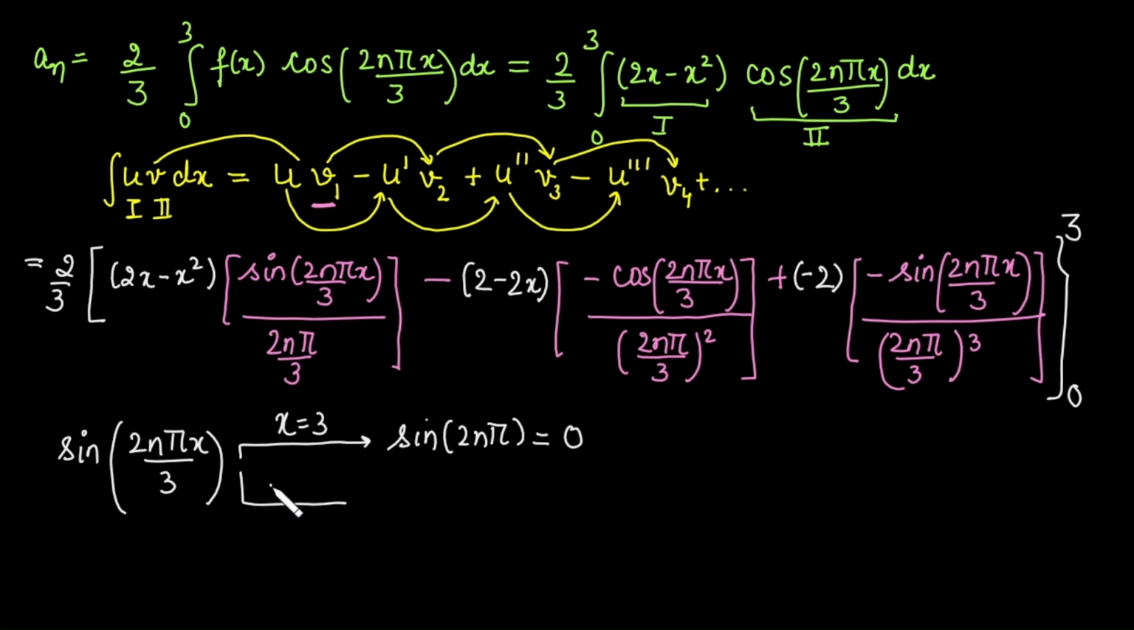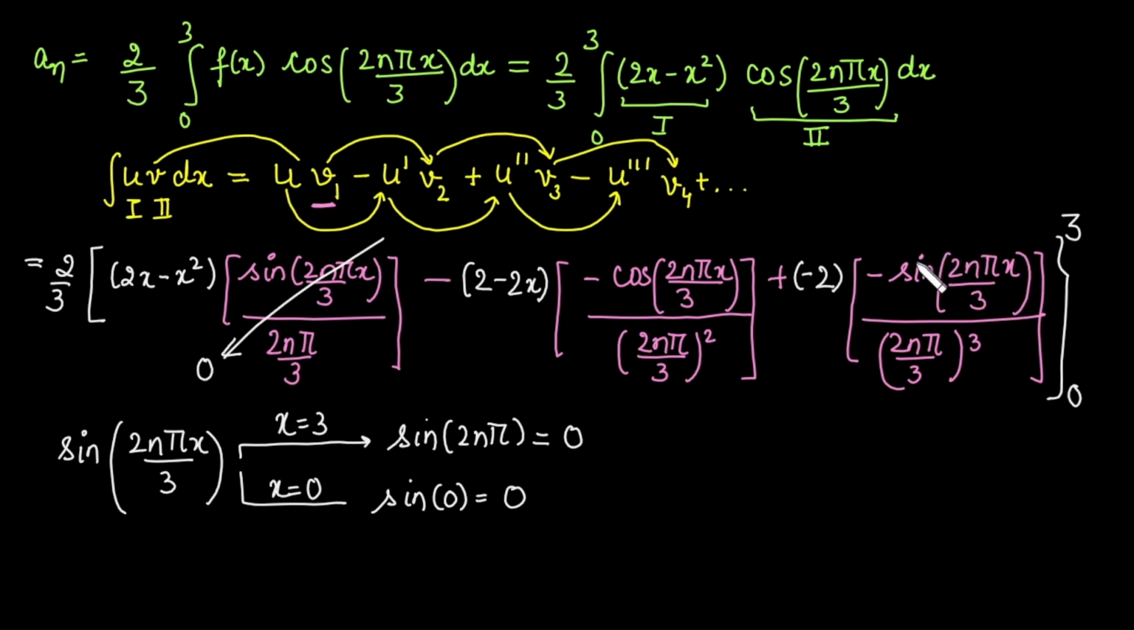Now, what is the lower limit? x is equal to 0. So, we have in this case sine 0. Sine 0 is 0. It means this term is getting 0 on the upper limit as well as the lower limit. So, we will not take this term in the next step. Or we can directly say that it is getting a 0 for both the limits.